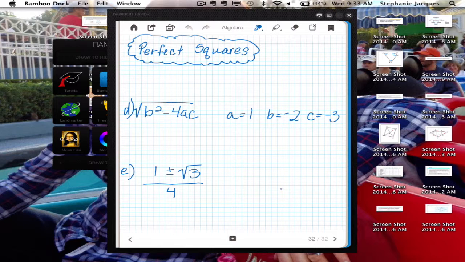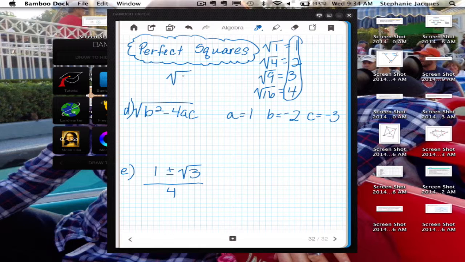Before I get into that example, though, let's talk about perfect squares. Perfect squares are numbers that when you do the square root of them, they give you a whole number. For example, the square root of 1 is 1 because 1 times 1 gives me 1. The square root of 4 is 2 because 2 times 2 gives me 4. The square root of 9 is 3 because 3 times 3 gives me 9. And the square root of 16 is 4. Any number that gives you a whole number when you do the square root is considered a perfect square. So 1 is a perfect square, 4, 9, 16.